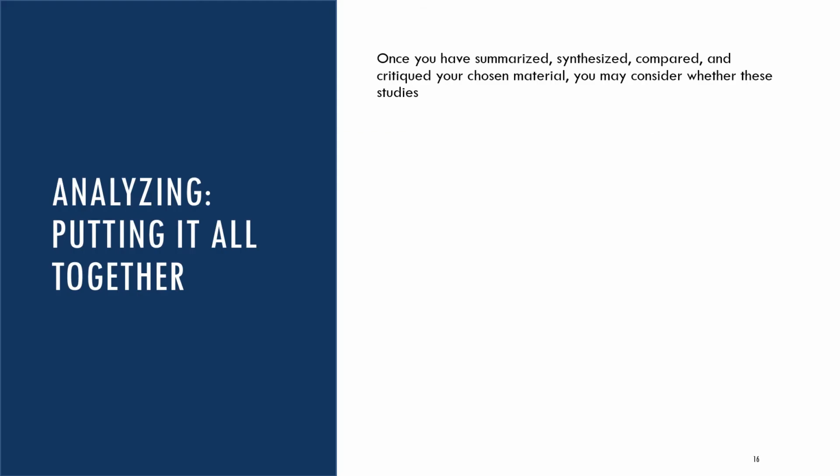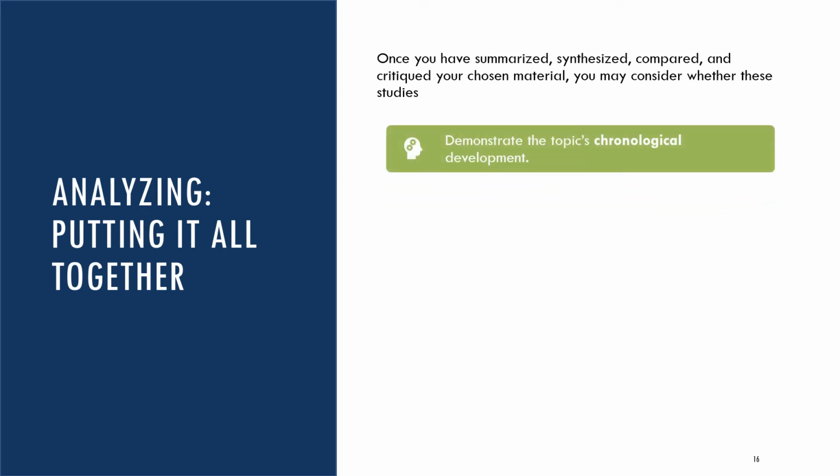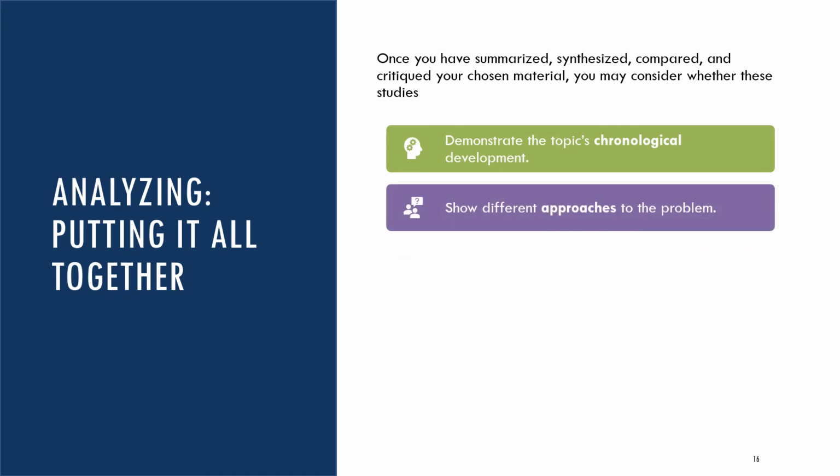Now, analyzing, putting it all together: once you have summarized, synthesized, compared, and criticized your chosen material, you may consider how you are going to organize these studies. You can look, for example, at demonstrating the topic's chronological development. You start with the old theories and develop in chronological order. Or you want to show different approaches to the problem: approach number 1, approach number 2, approach number 3.